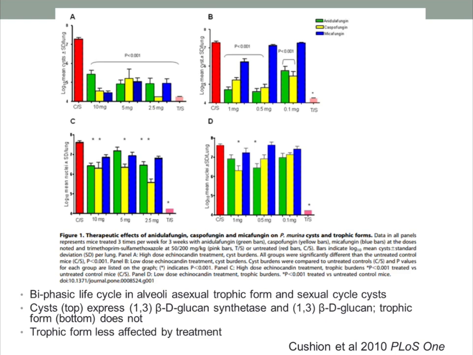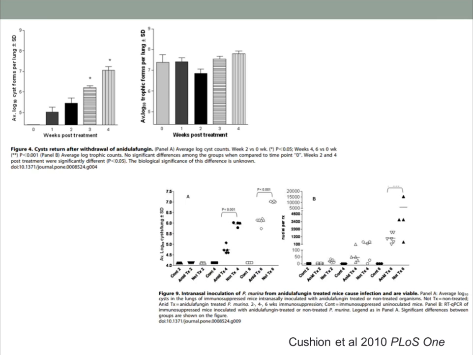The problem is that the trophic phase doesn't express 1,3-beta-D-glucan synthase, so you don't have a target for your drug, and you're not going to do anything to really inhibit the trophic phase of the organism. So basically you push everything to become trophic form, and then it can just exist. I mean, they have shown that a mouse on an echinocandin can't transmit the disease. But in a separate study from the same group, in figure 4 on the top left, you see when they withdrew the echinocandin, the cyst did return. So the trophic phase shifts back into sexual reproduction with the cyst form.